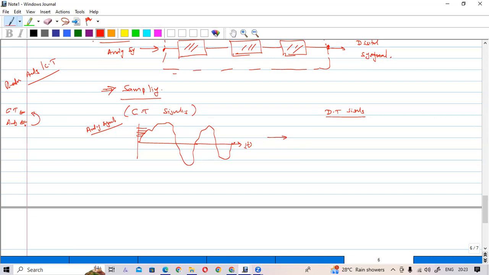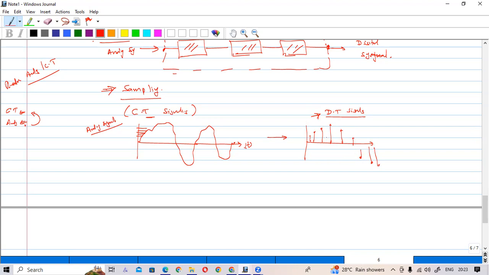That signal will definitely be a continuous time signal. Before converting it to a digital signal, first you have to convert it to a discrete time signal. That is very important. So you have to convert this to a discrete time signal. It may be like this, this kind of signal.